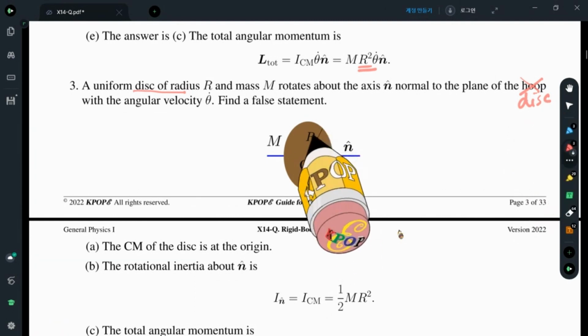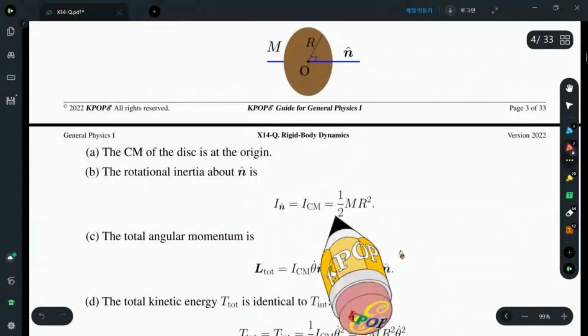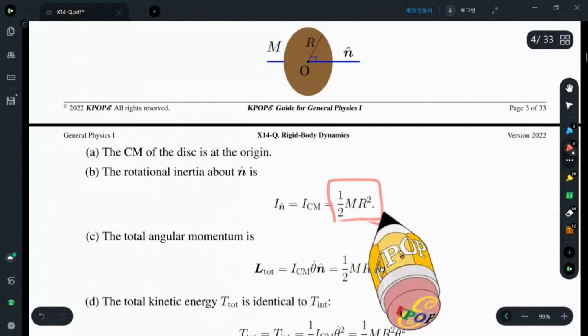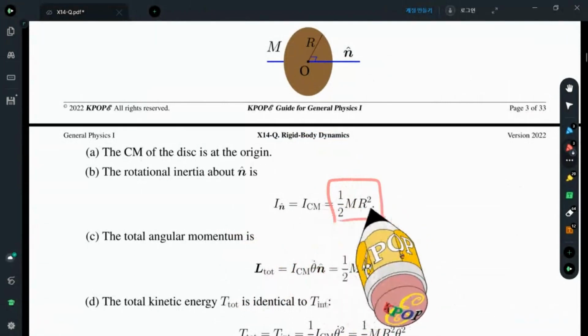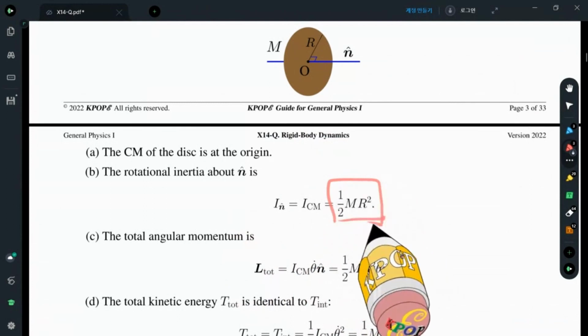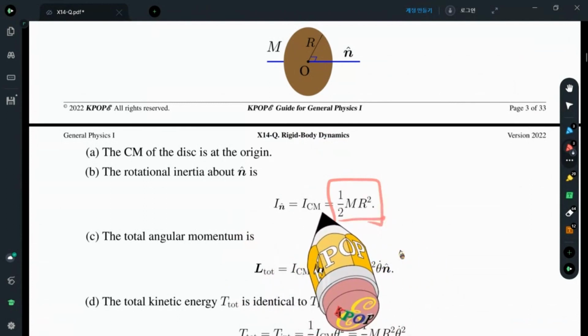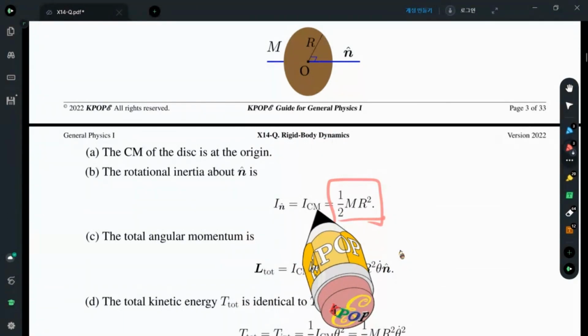Okay, in that case, you have to remember this value. And sometime I can ask you how to evaluate this rotational inertia. The answer is given in the previous lecture.